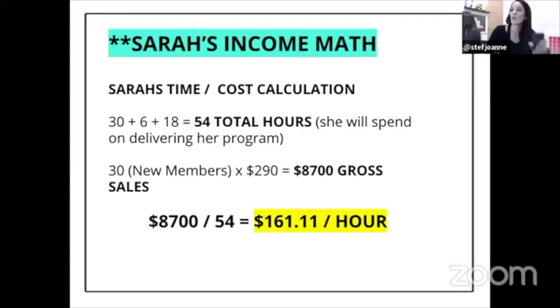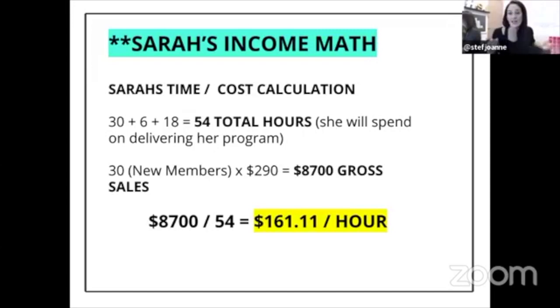Amazing. Now we take that 54 hours that she's spending, right? And now we're doing her time cost calculation. So if she's going to profit, or if she's going to grow, sorry, not profit, because she might have costs and things. So her gross sales are $8,700. We divide that by the 54 hours. That's $161.11. And I included that in there because it's my favorite number. Otherwise, I would have just said 161, but it's $161.11 per hour.